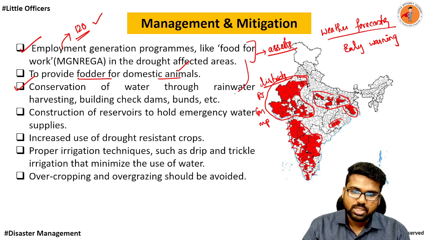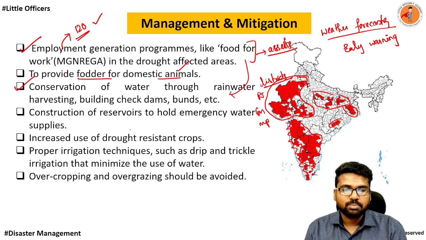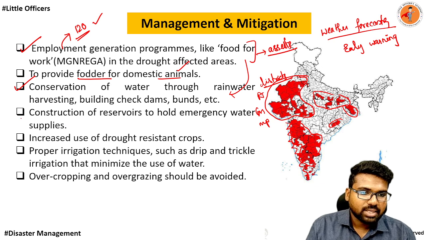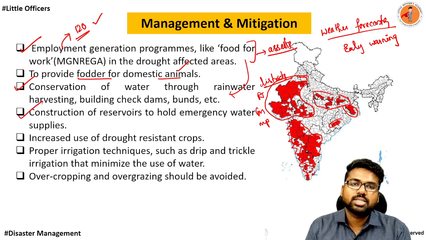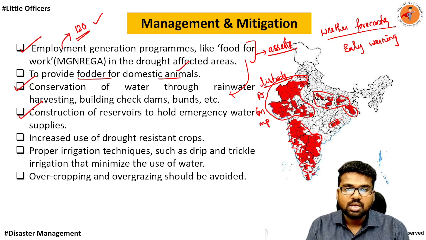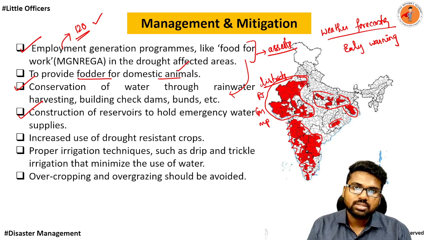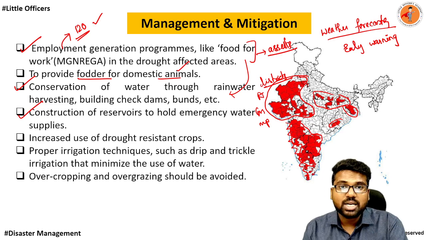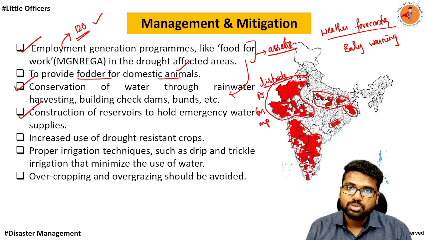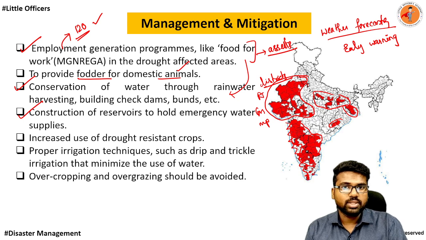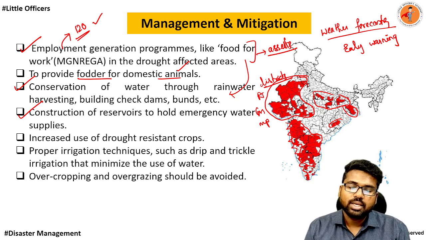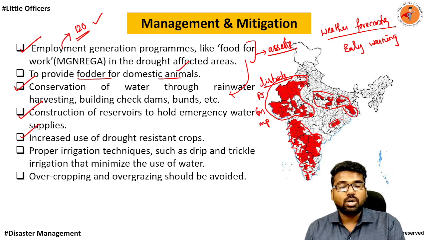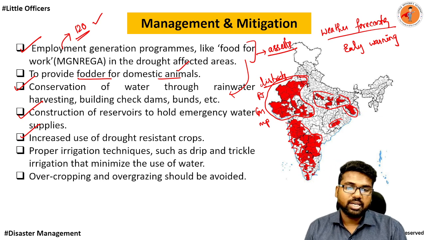For this you can use MGNREGA, you can use CSR, corporate social responsibility, and even the government also provides. Then construction of reservoirs to hold emergency water supplies, maybe tanks or traditional water harvesting structures, roof water harvesting, and going for water efficient crops rather than water intensive crops. You can go with the millets, pulses, or some of the less water requiring crops. Then increased use of drought resistant crops like the millets, I said.